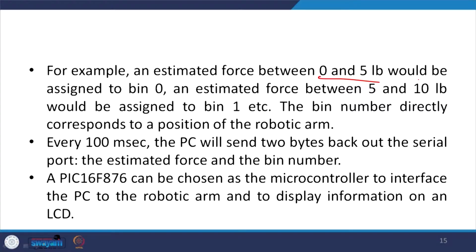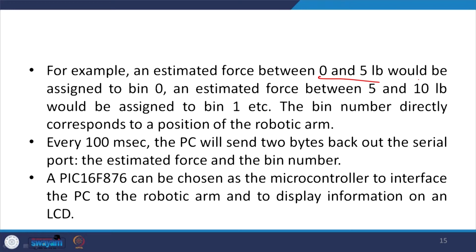Corresponding to each bin there is going to be the position of the robotic arm, and this bin numbering is based on what amount of force is being extracted from your SEMG signal. Okay. So, every 100 milliseconds the PC will send 2 bytes back out the serial port: the estimated force and the bin number.